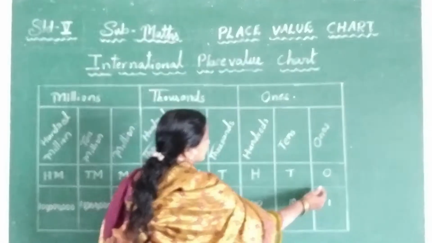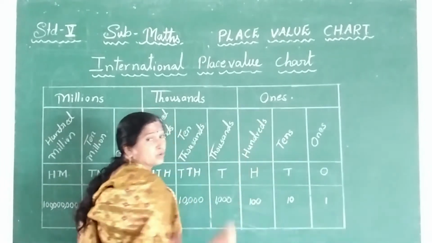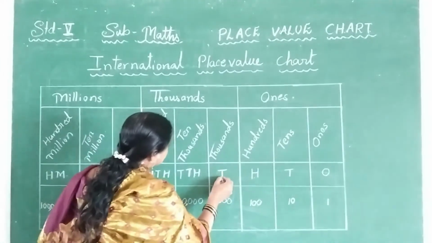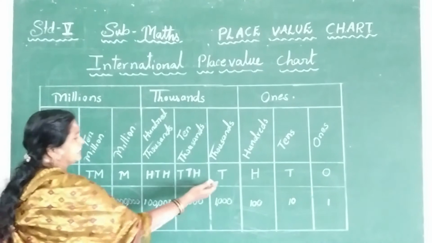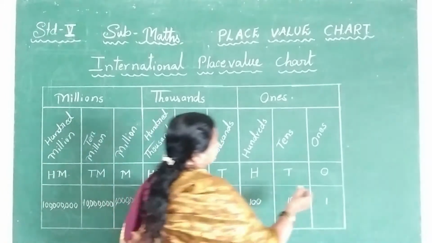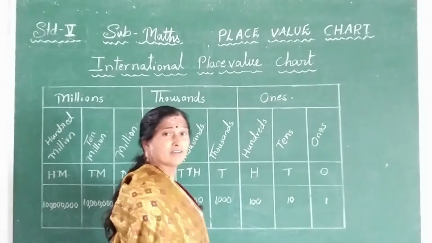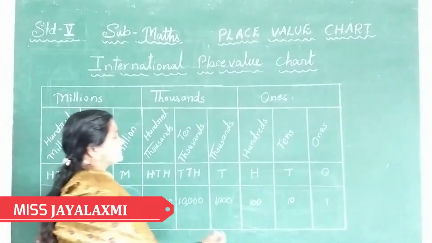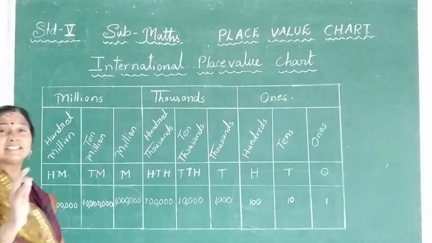Then see here, O means ones, tens, 100 is ones group. In Indian system also same like that, no? Next, 1000, 10,000, 100,000. See here, in Indian system we use the first 3 digits, and after that we use commas for each 2 digits. But in international system, after the ones group we put the commas for every 3 digits.